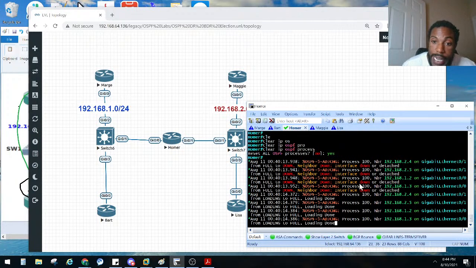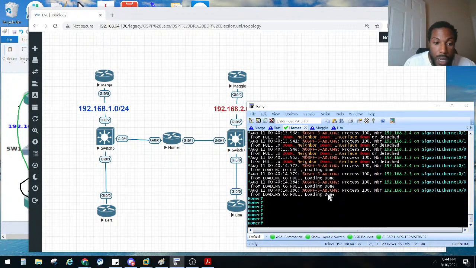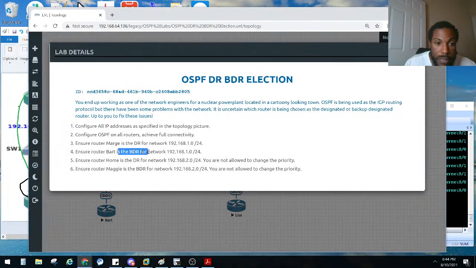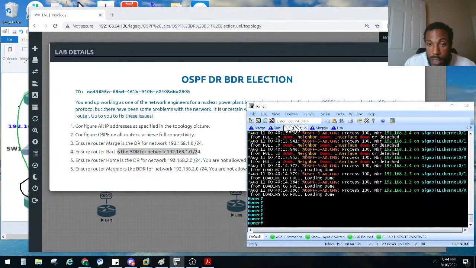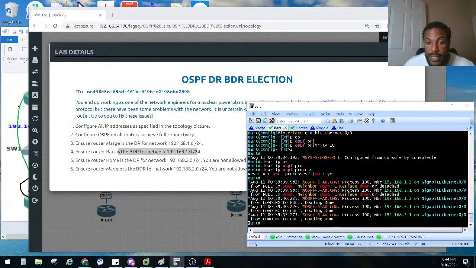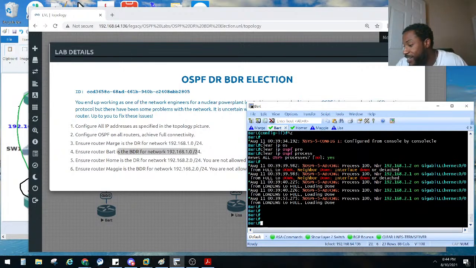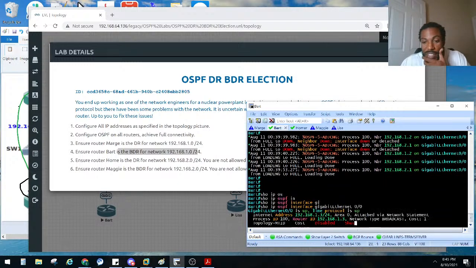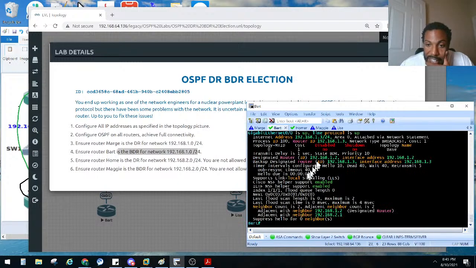So let's go back to BART and see what he is now. We wanted BART to become a backup designated router for that network segment, the 1.0 network, right? So go back to BART. No, I guess that's not BART, right? That was, what was that kid's name that would laugh like that? Nelson. show IP OSPF interface GI00, and now BART is a backup designated router, right?